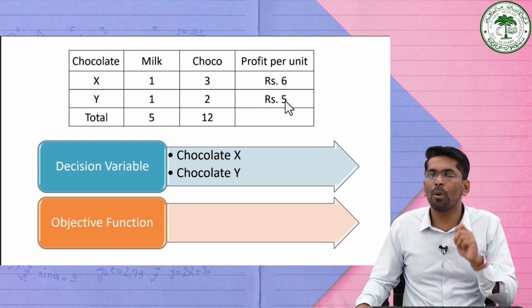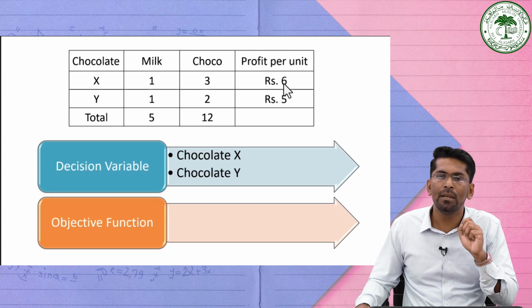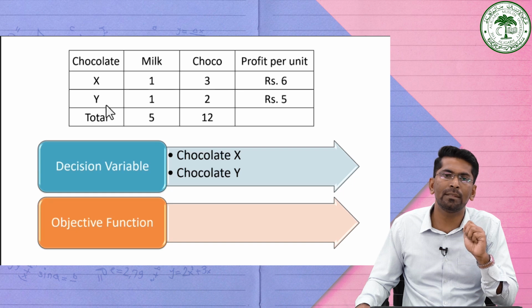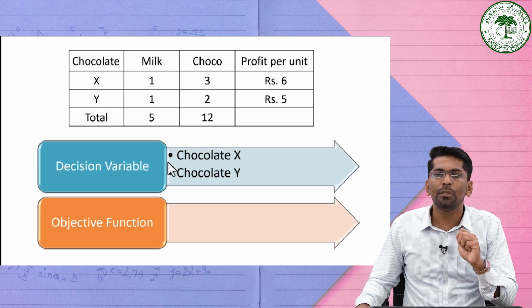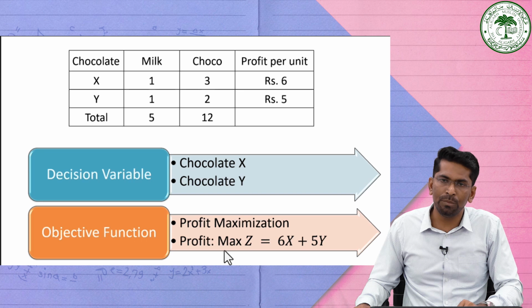So the total profit is represented by, for example, Z. Here 6 and 5 will be the coefficients of the objective function for the concerned variables X and Y. So here I am showing the objective function: profit maximization will be the objective function, and we want to maximize Z equal to 6X plus 5Y. That profit is what the producer wants to maximize.